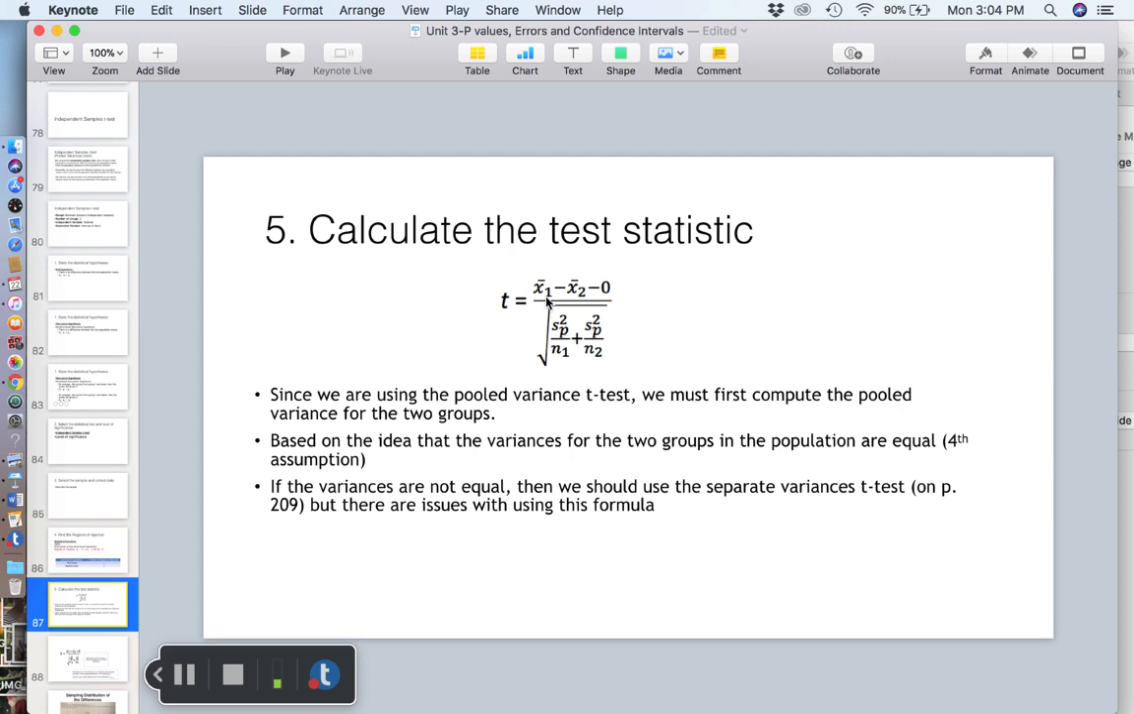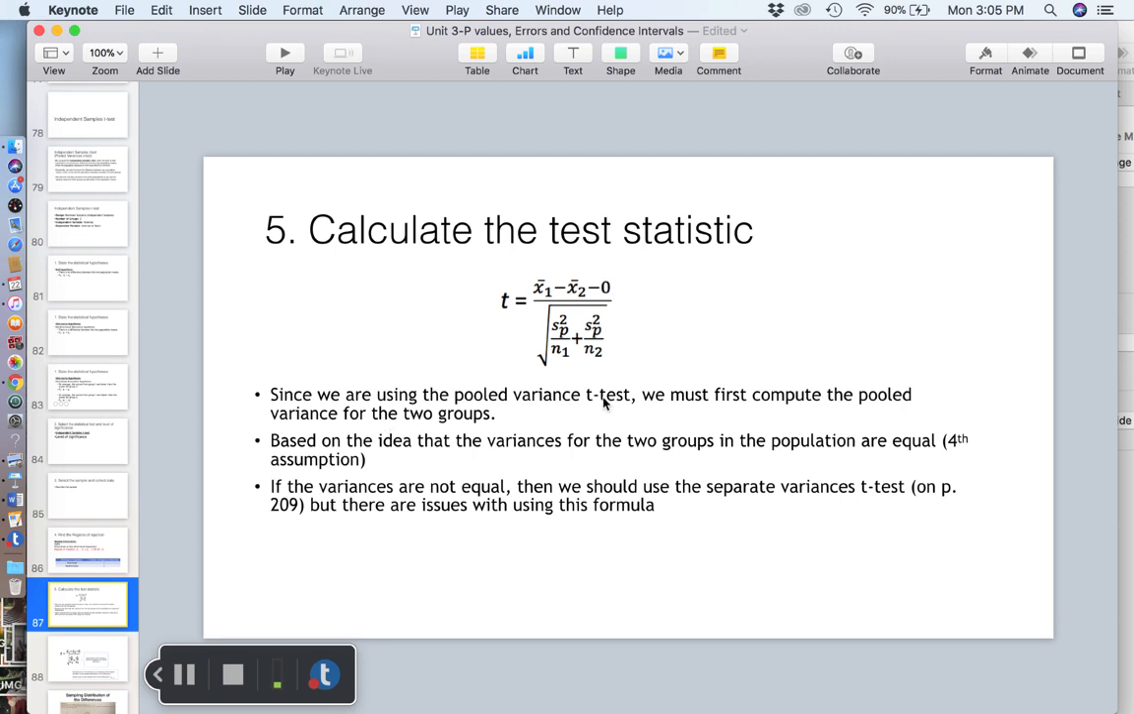We are going to start by subtracting our mean for group 1 from our mean for group 2, minus 0. Now, our null hypothesized value a lot of the times is 0, but sometimes it's not going to be 0. So tomorrow in class, I'll show you another way to write our numerator for our independent samples t-test. Sometimes you'll see people replace that 0 with mu1 minus mu2, which is the null hypothesized value.